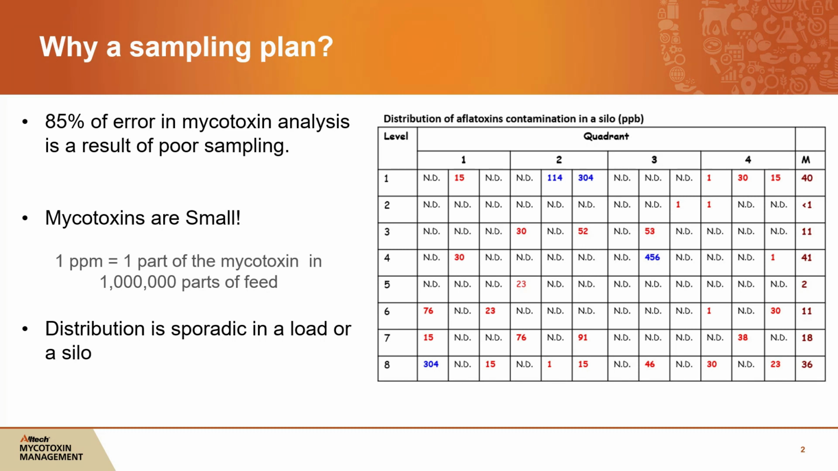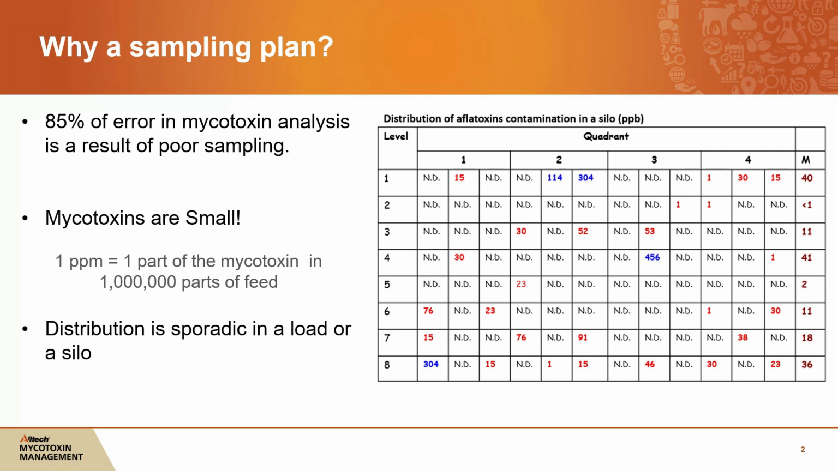And also, mycotoxins are very, very small. If you can think of 1 million kernels of corn, one of those kernels would equal 1 ppm of mycotoxin. So, very small, very hard to pick them out in a load.